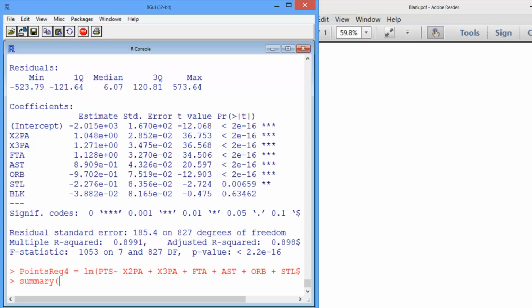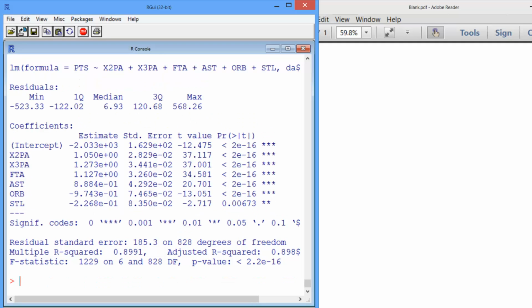Take a look at the summary of points-reg 4. And again, the r-squared stayed the same. So now we've gotten down to a model which is a bit simpler. We've removed 3 insignificant variables and left only variables in the model that are significant. We've still got an r-squared of 0.899.